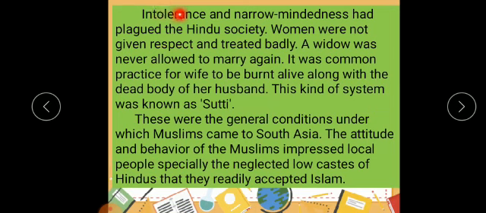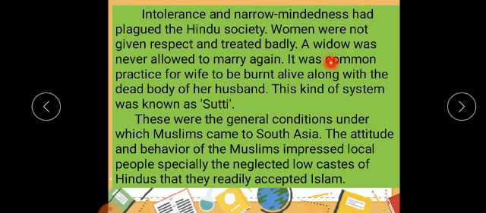Intolerance and narrow-mindedness had plagued the Hindu society. There was intolerance and narrow-mindedness that troubled the Hindu society. Women were not given respect and were treated badly. Women also were ignored and not given respect like men. A widow was never allowed to marry again. If the husband of any wife died, she was not allowed to marry again.